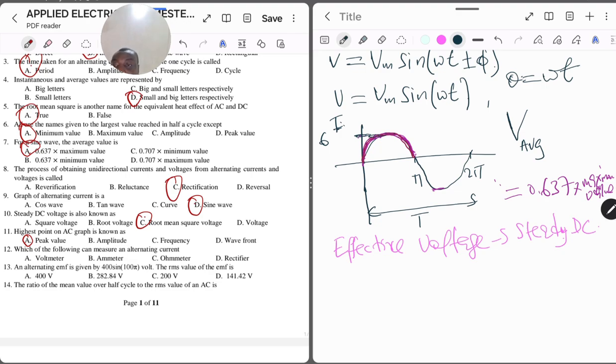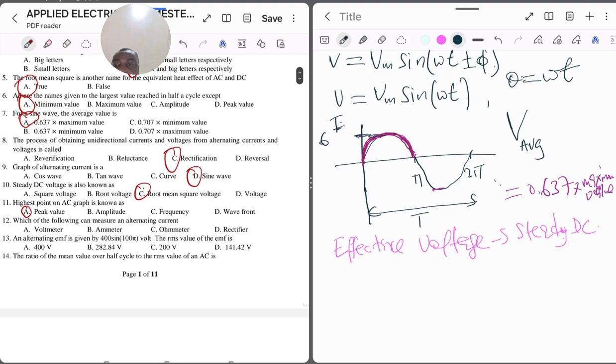Okay. Now moving to question 12. Which of the following can measure an alternating current? So you want to measure alternating current. What instrument can you use? So we have a voltmeter. No, voltmeter is to measure voltage. So here we are dealing with current. You have to pay attention, we are talking about current here. So B is ammeter. So the answer will be ammeter, right? Use ammeter to measure current.